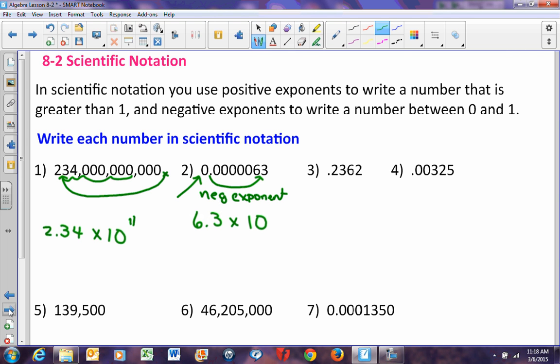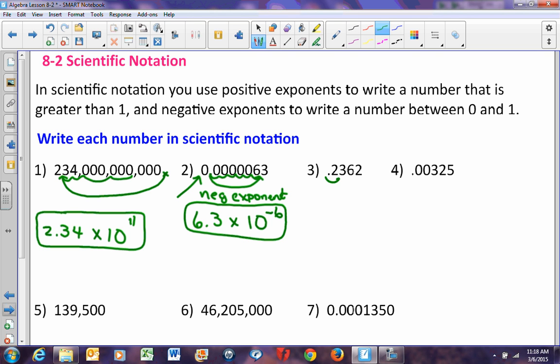So I just need to count the number of spaces I moved my decimal point. That would be 1, 2, 3, 4, 5, 6. So this would be to the negative 6th power. Because it's a small number, it has a negative exponent. When it is a big number, it has a positive exponent. So 0.2362: I need to move my decimal point one place to the right, so I get 2.362 times 10 to the negative 1, which means we made a smaller number bigger, so we have to have a negative exponent.